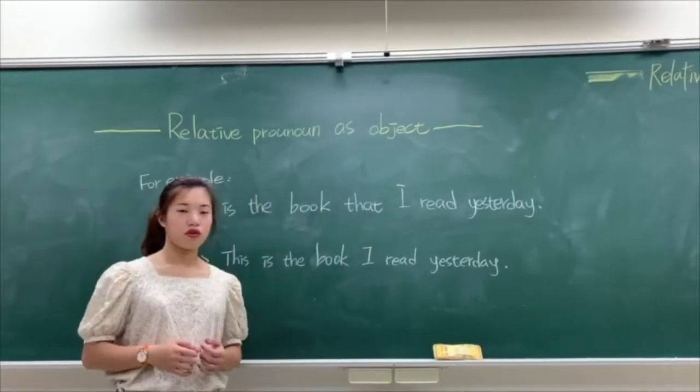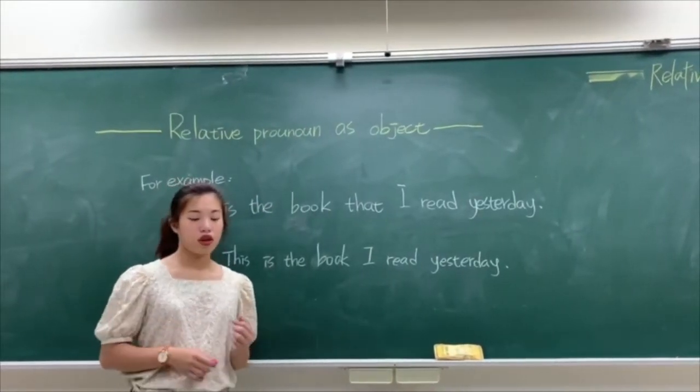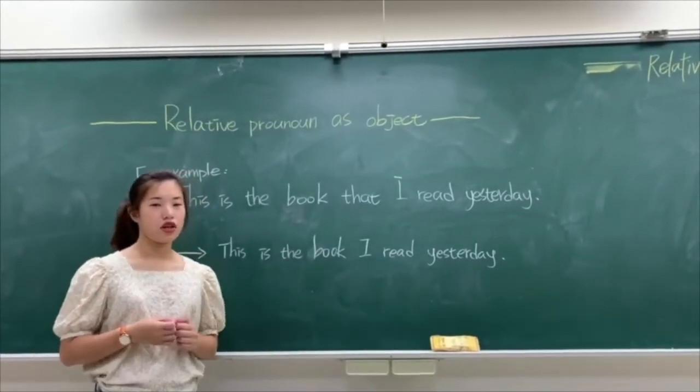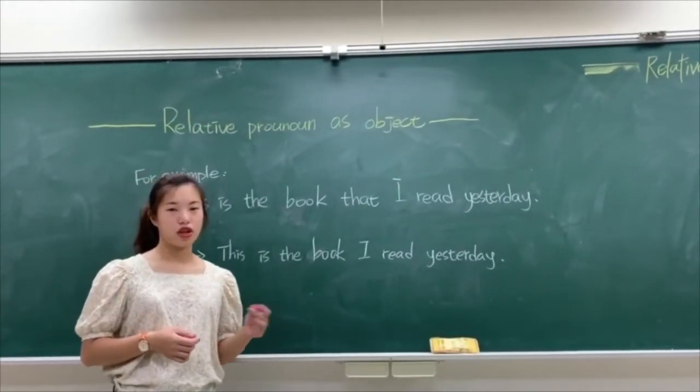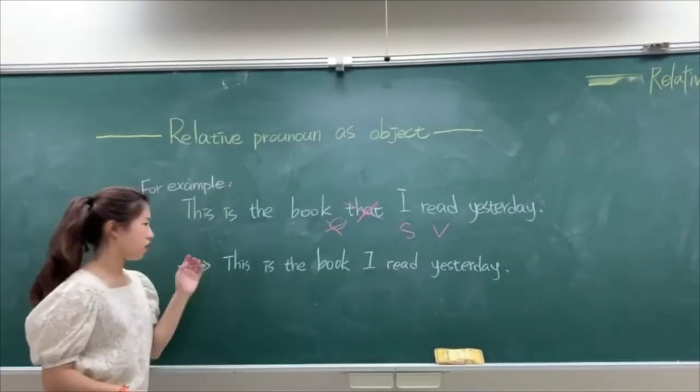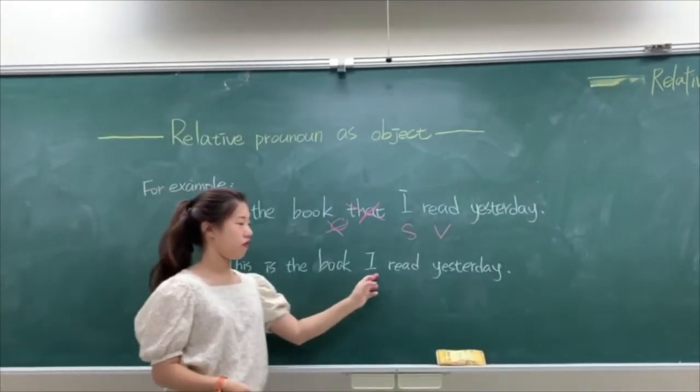So when can the relative pronouns be omitted? When there is no comma or preposition in front of the relative clauses, they can be omitted. For example, this is the book that I read yesterday. The sentence will be, this is the book I read yesterday.